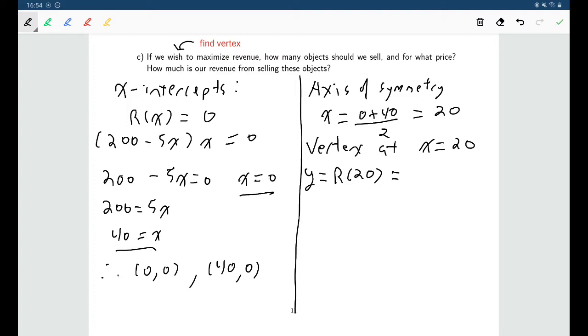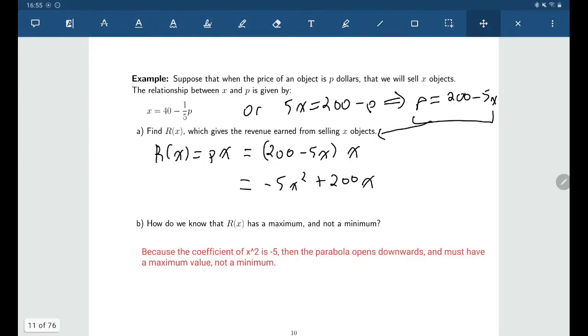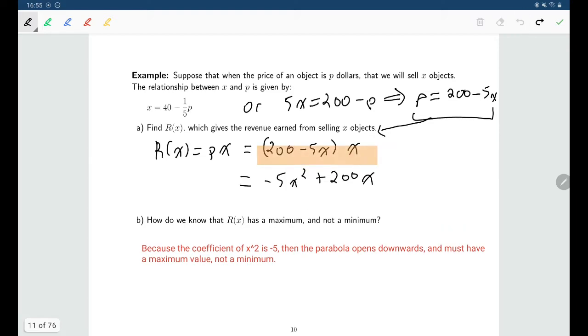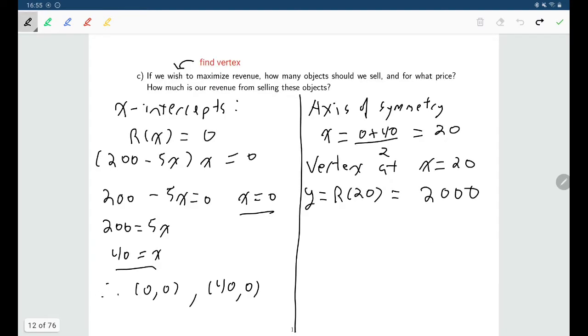And your y value for your vertex should just be the value you get by putting 20 in for x. And so if you went back and put in 20 into r of x, you would have, after you simplify it, that it cleans up to give you 2,000. So if I were to go back and put 20 into either version, either into this version of R of X or into this version of R of X, both of them give me a revenue of 2,000.